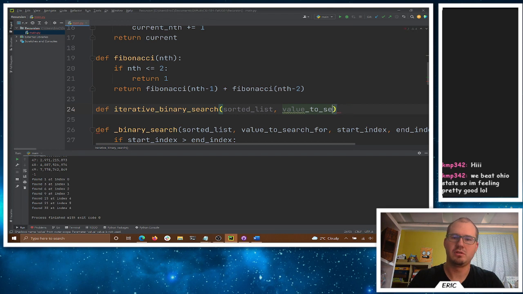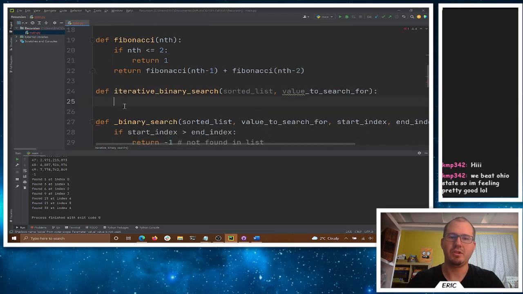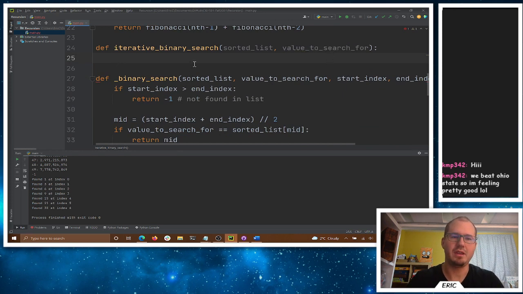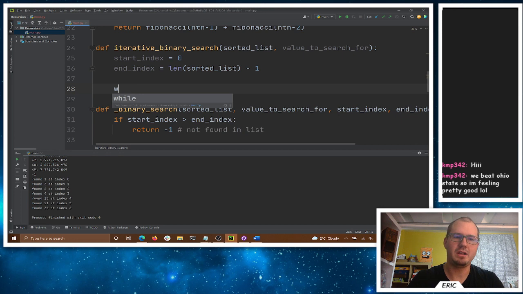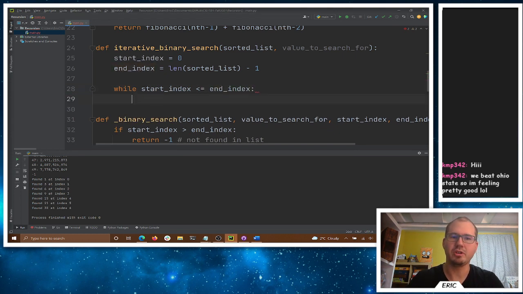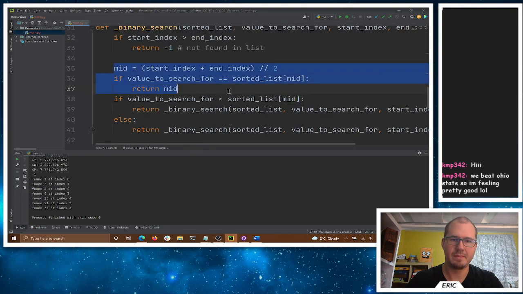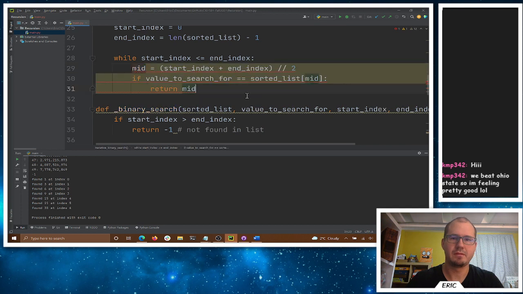And then we just have to keep track of that ourselves, right? So we're going to have a start index 0 and end index is the length of sorted list -1, and we can say while my start index is less than or equal to the end index, right? We want to keep on going, right? We got to find the middle. We'll have mid is the same thing here, right? So mid is the start plus the end, floor divided by 2. If we found it, return mid.